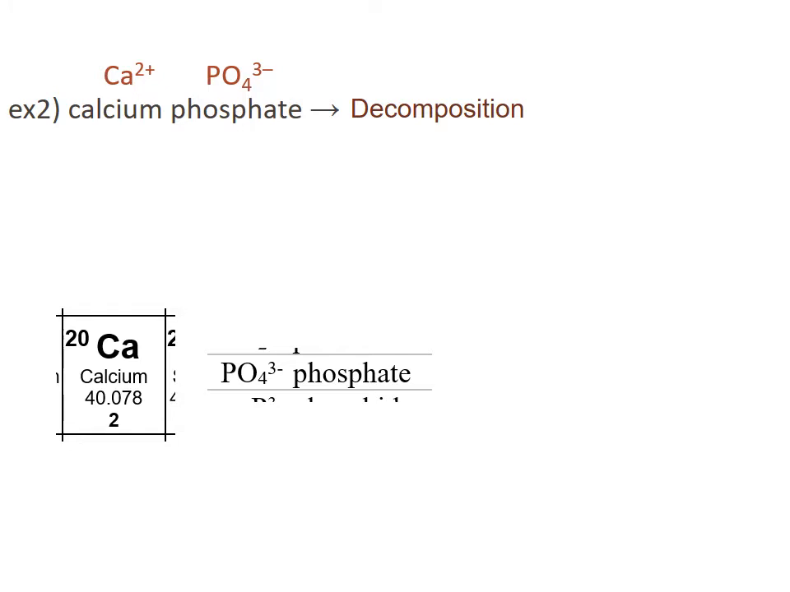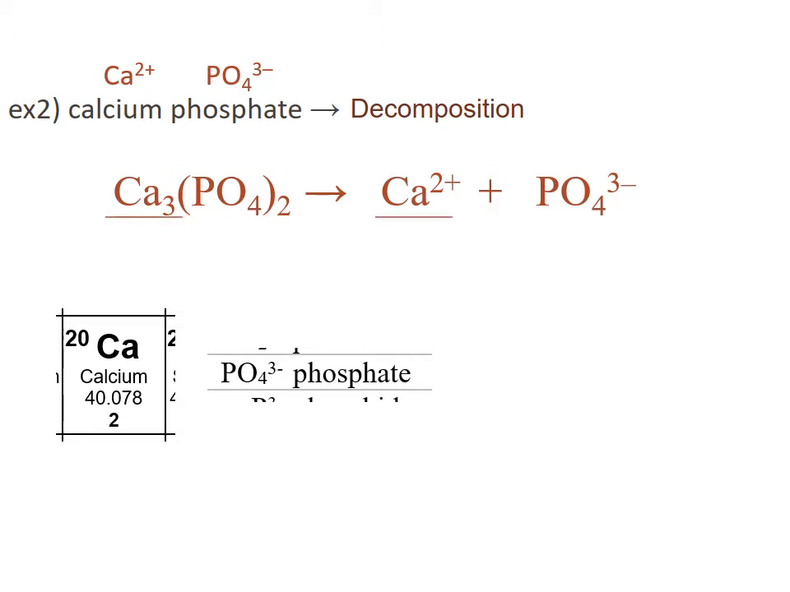2 and 3, lowest common charge is 6, so I will need 3 calciums to give me a +6, and to balance that off, I will need 2 phosphates to give me a -6. Now this is decomposition of an ionic, so that means it breaks up into its ions, its positive and negative charges. So when it breaks up, it's going to make Ca2+ and PO4 3-. Now we have to balance this out. I have 3 calciums on the left, so I will need 3 calciums on the right. I have 2, and I can treat them as a chunk. I've got 2 phosphates on the left, so I will need 2 phosphates on the right.